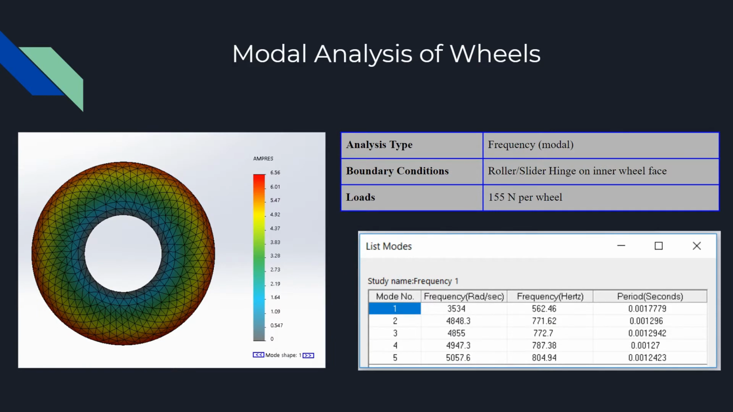A modal analysis of the wheels was conducted by applying a roller support boundary condition on the inner wheel face and then applying a 155 Newton load vertically downward. The resonant frequencies for the first 5 modes are included, and the modal analysis indicates that the wheels are most susceptible on the outside. This matches real-world applications where the wheels are interacting with the ground due to friction.